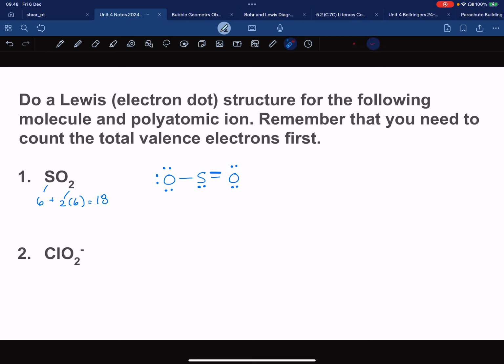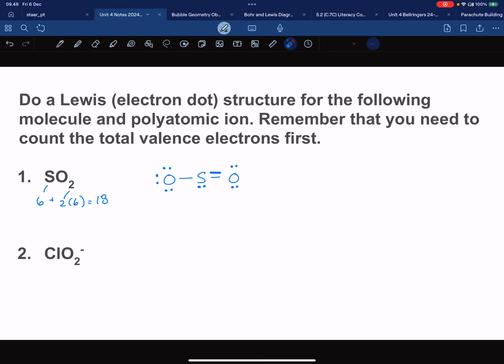Now we do our octet check again. 2, 4, 6, 8. Check. 2, 4, 6, 8. Check. 2, 4, 6, 8. Check. Now I'm looking for the right total number of electrons, which is 18, right? So 2, 4, 6, 8, 10, 12, 14, 16, 18, equal. Check. Good structure.